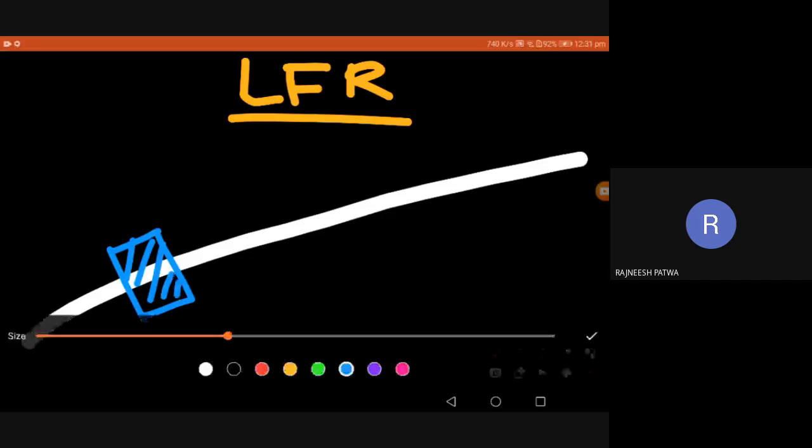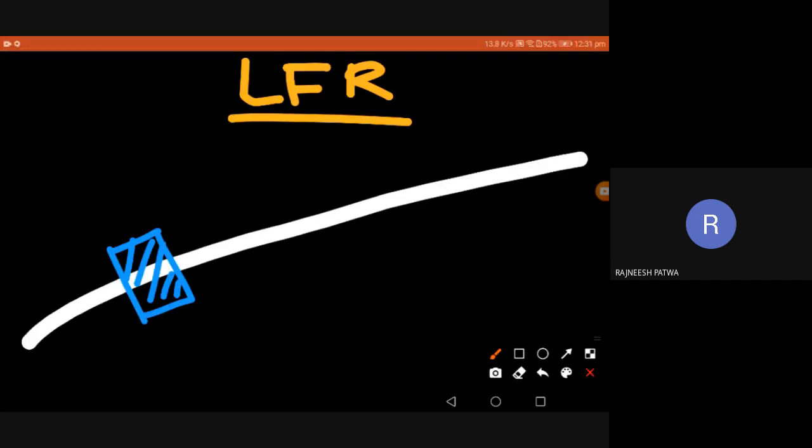Say there are two sensors. This one is placed here, another is placed here. Now I'll briefly explain the working of the sensor. For example, we'll take an IR sensor or a simple light sensor.